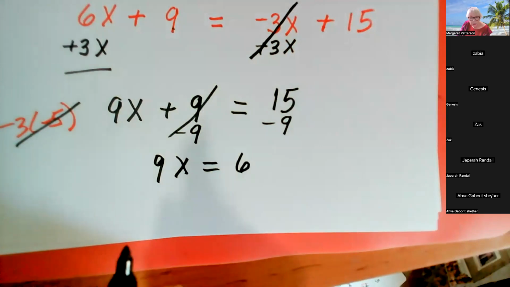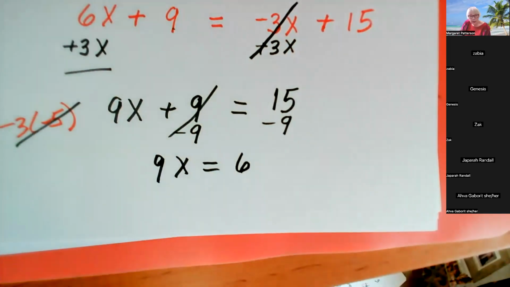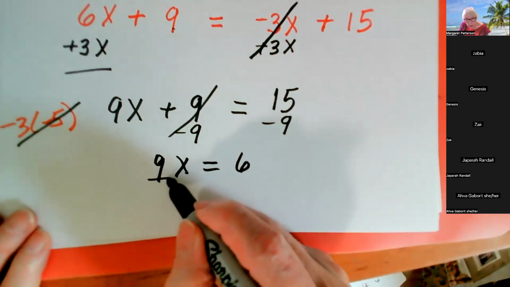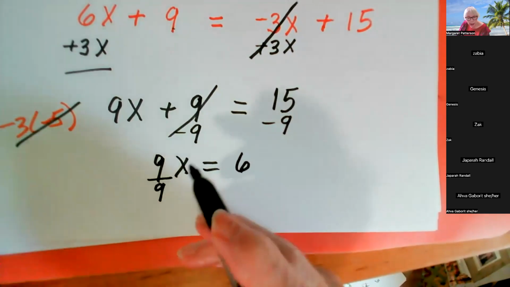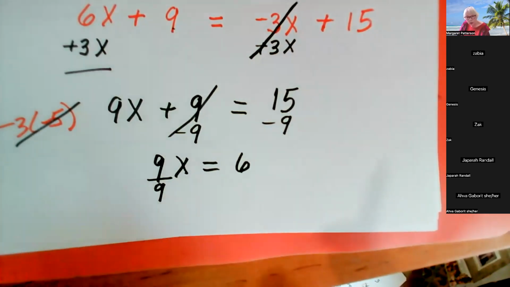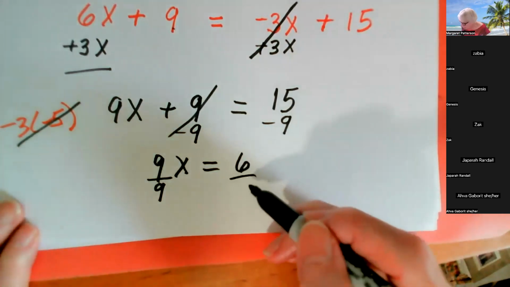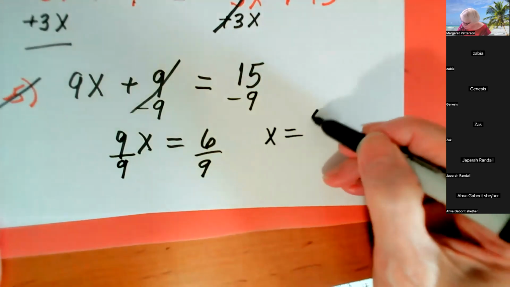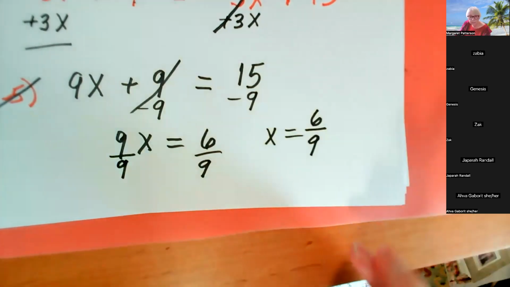Now, people, most of the time when we've done these, the answer came out a whole number, but it doesn't always happen. And so you just do the same steps. And that's why you have steps so that you don't have to guess anymore. You just do the steps. So we divide by 9 and we divide by 9. So what I have here is x is 6 over 9.